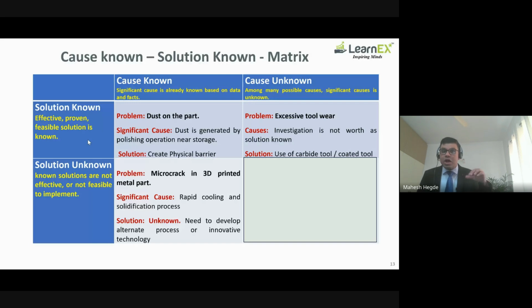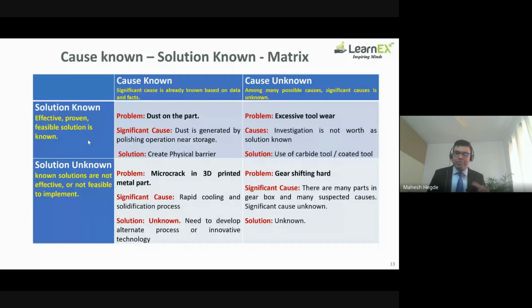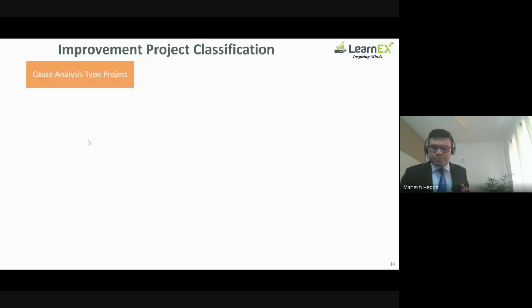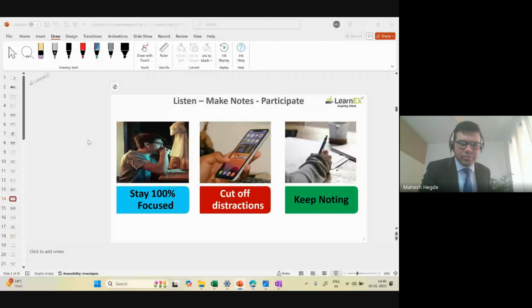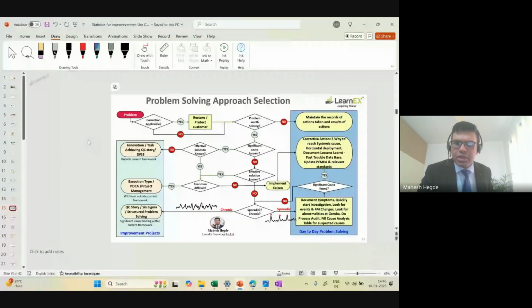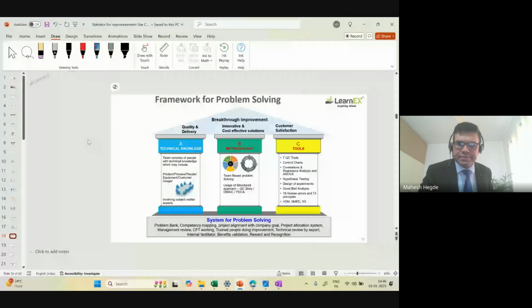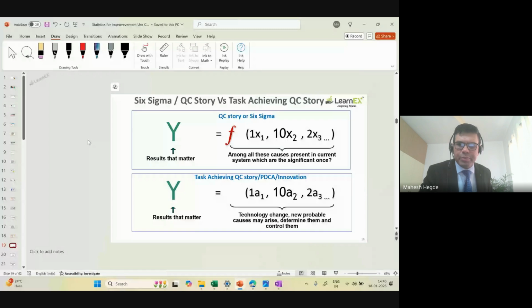And cause unknown and solution known, implement the solution. Suppose I don't know why there is dandruff, but somebody invented a shampoo, I can use it and the problem is solved. I don't have to invent. Then if the cause and solution both are unknown, then we go for statistical tools, problem solving tools. That's the situation. Now, let me get into the project side straight away. I'll share 3 case studies so that we can look at the application.